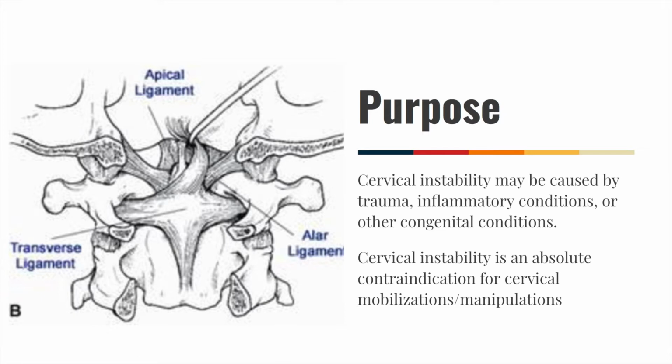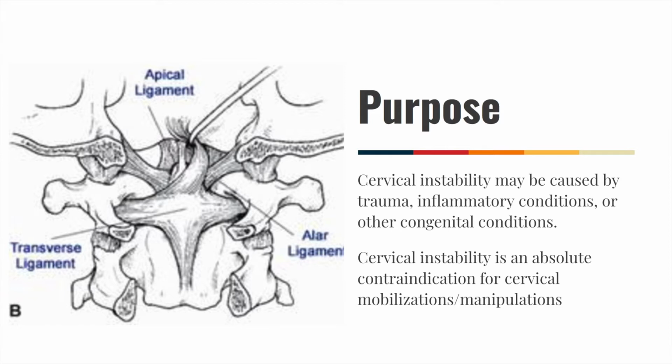Why would we do upper cervical stability testing? There are several ligaments that are vital to the stability of the upper cervical spine. Cervical instability can be caused by trauma to these ligaments, some inflammatory conditions, or other congenital conditions can contribute to instability in this area as well.